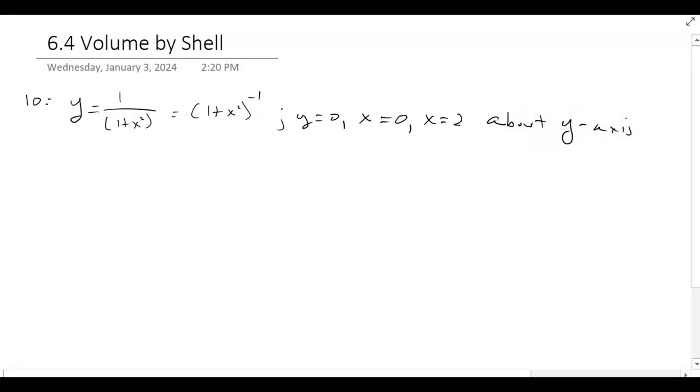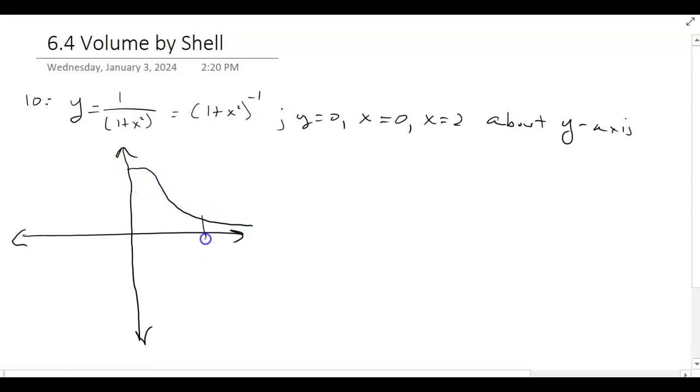So before we get started, we need to see what this thing looks like. So let's draw a quick graph. And again, this curve goes something like this. And here is your x equals 2. So this is my curve, y equals 1 over 1 plus x squared. And you can pop that into Desmos and confirm that's what it looks like.